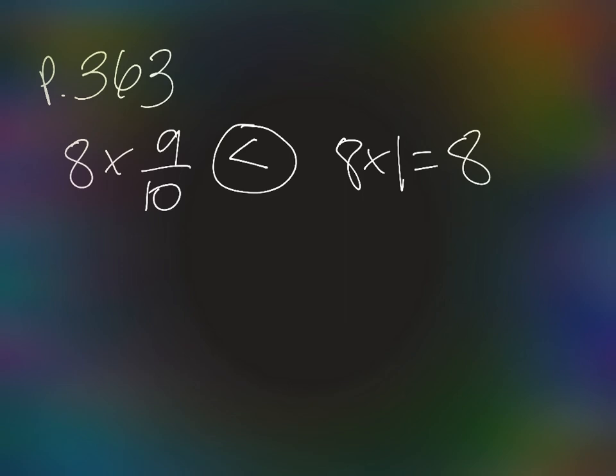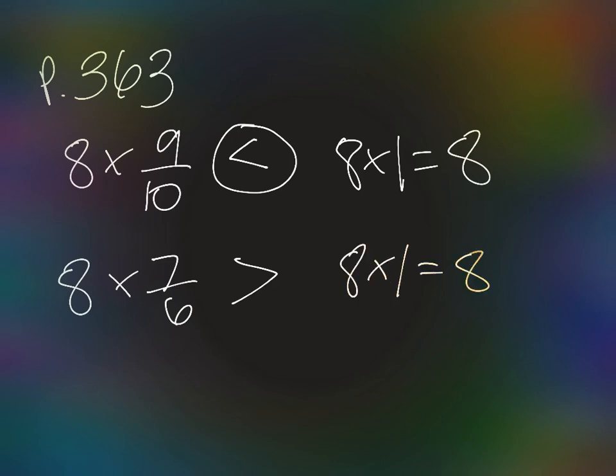Okay, for the next one, it's 8 times 7/6. Okay, and we know that 7/6 is a fraction greater than 1. So we know that this one is going to be greater than 8. Remember, 8 times 1 equals 8. Anything greater than 1 is going to give me an answer greater than 8. So then I wouldn't select this one. I wouldn't circle it.